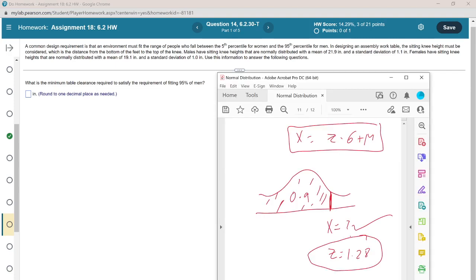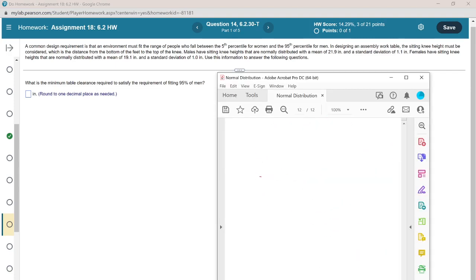Okay, we would like to find out, there is the normal distribution. Make sure that you draw the complete normal distribution here. You would like to find the value x, which is the height we're trying to design here. It's the sitting knee height that must be considered, which is the distance from the bottom of the foot to the top of the knee.